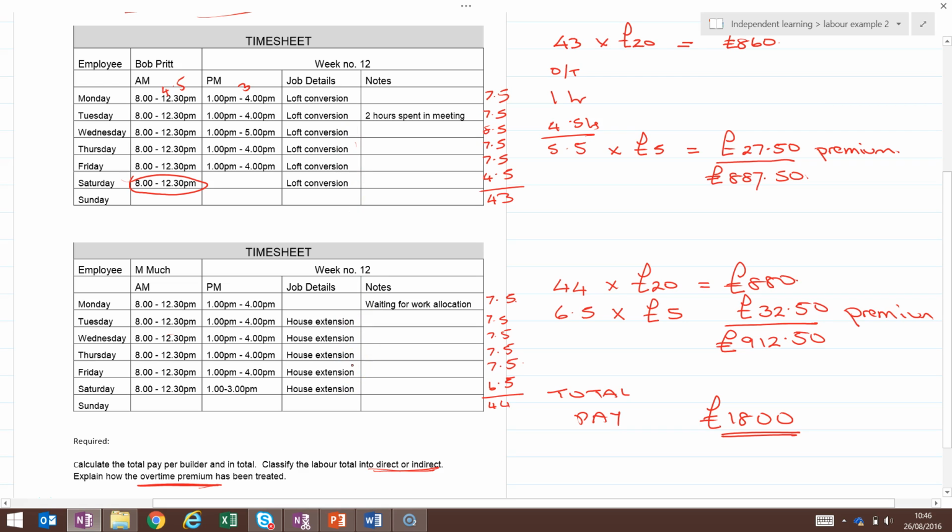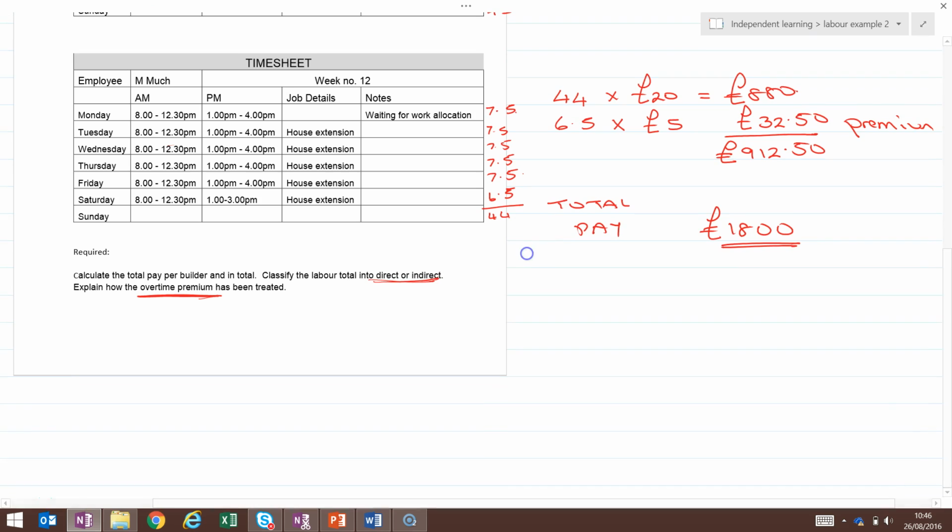In the absence of that information, that it was at the direct request of the customer, we assume it was general overtime and therefore we will treat it as indirect. So in answer to how the overtime premium has been treated, the overtime premium is being treated as indirect. So overtime premium is indirect.